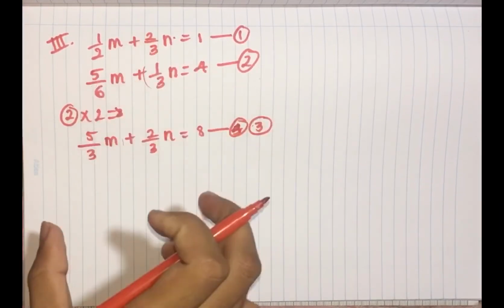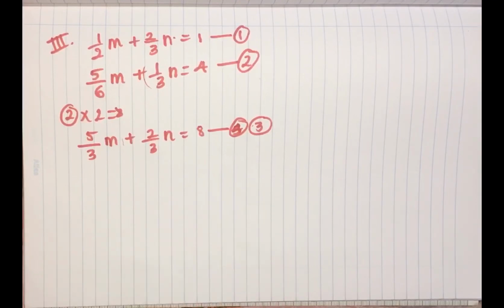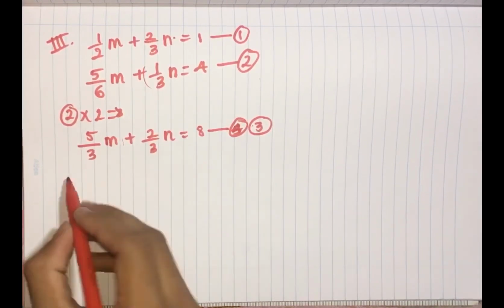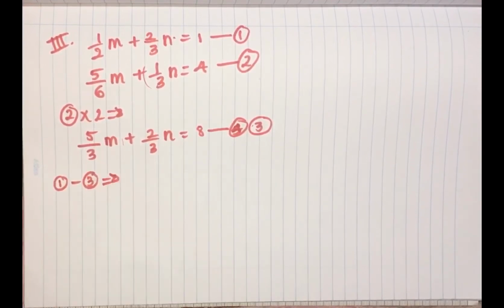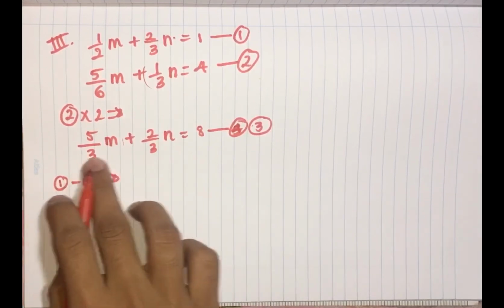Therefore, if you have the same sign, what should you do? If you have the same sign, you have to subtract. Therefore, say I subtract 1 minus 3, whichever equation you like, you can subtract. And then the answer you'll be getting is, okay, I'll write it down. Now you write the whole equation.